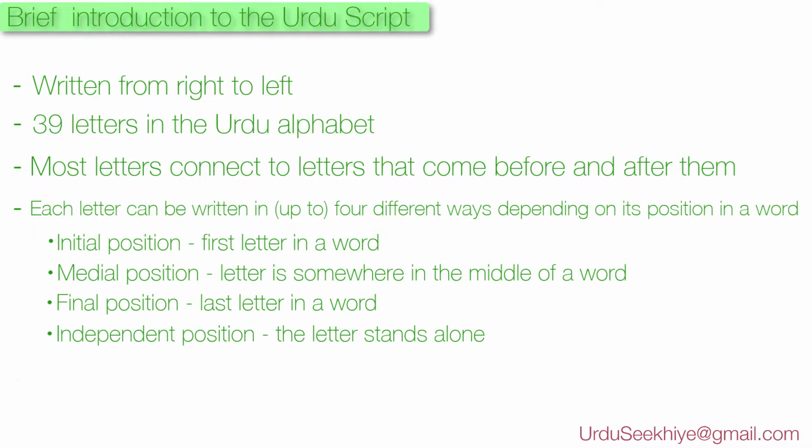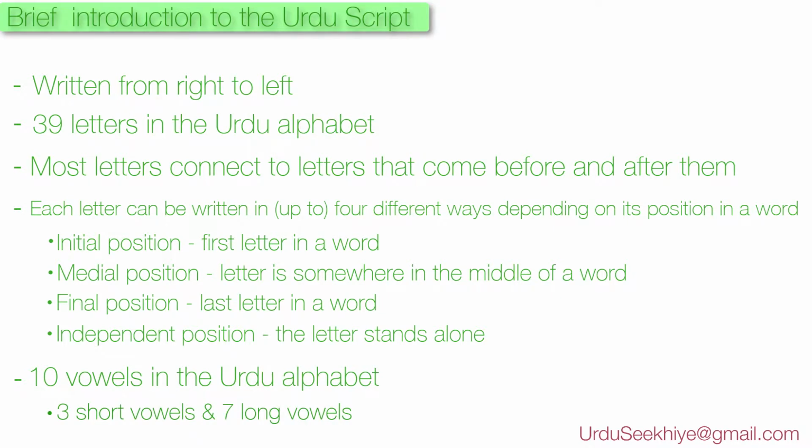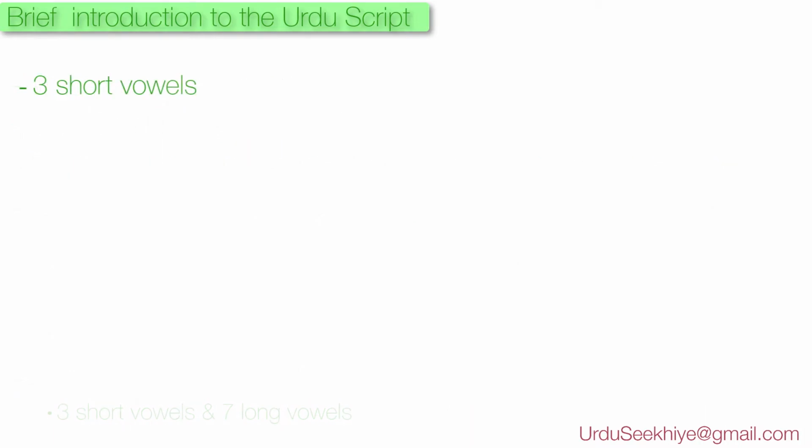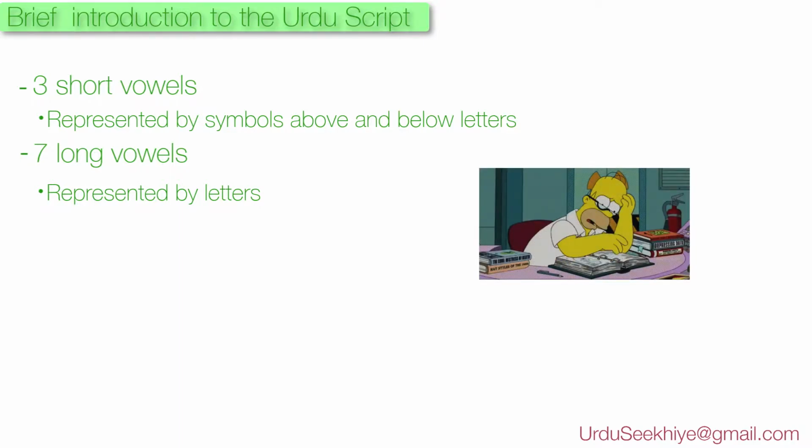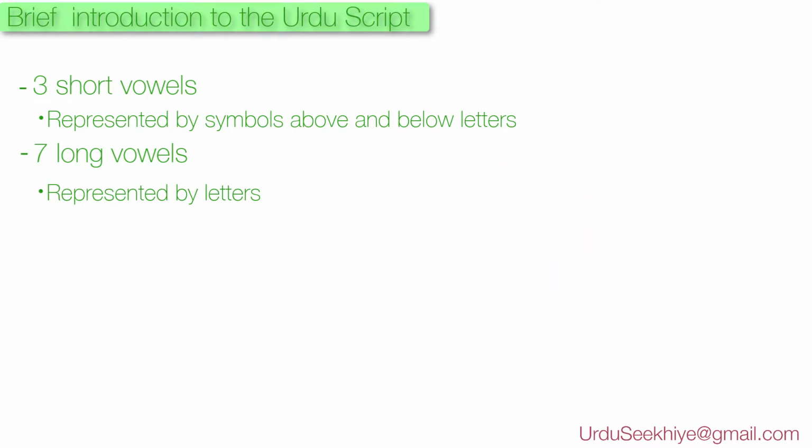In addition to the 39 letters, there are 10 vowels in Urdu, 3 short and 7 long. The 3 short vowels are not represented by letters. They're represented by symbols above and below the letters. The 7 long vowels are represented by letters, and we'll discuss them in the episodes following this 3-part series. Because there are so many letters, I've divided this episode into 3 parts. So let's jump right in.